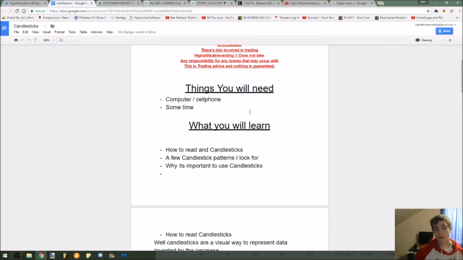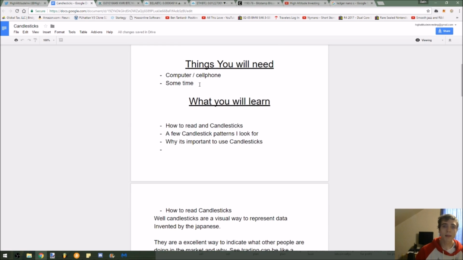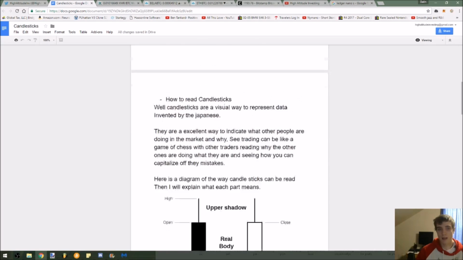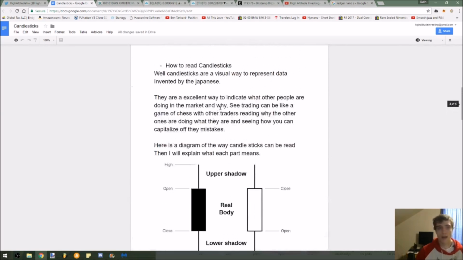Okay, now some things you'll need are a computer or a cell phone, mainly to be watching this video or to be looking at charts, and a little bit of time. So what you're going to learn in this video is how to read candlesticks, a few candlestick patterns I look for, and what's important about using candlesticks, like why would you? And so yeah, let's just get right into this.